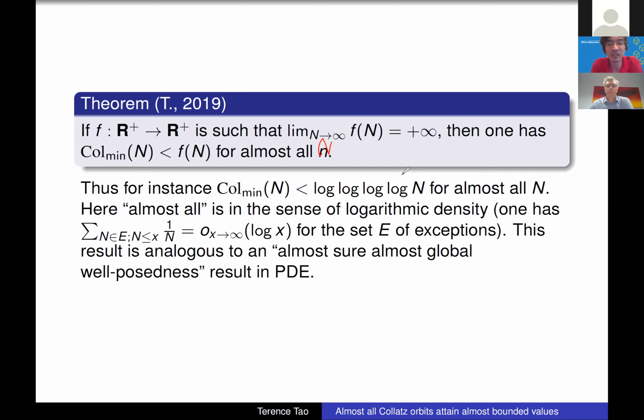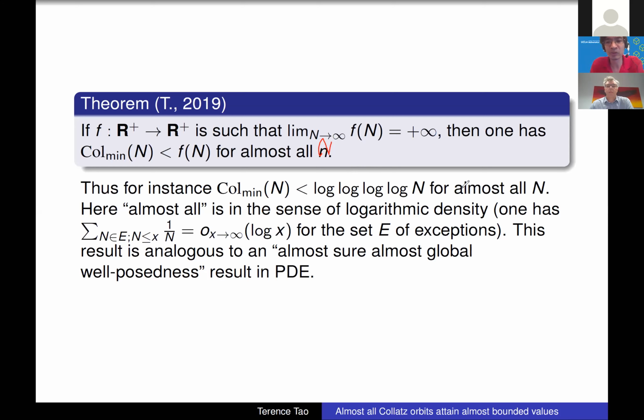One special case of my theorem is that for almost all numbers n, if you start with n, the orbit will eventually go below log n. So I can't quite reach 1. I can't even get within a bounded distance of 1, but I can almost do that. I can get within any specified tolerance of distance of 1, as long as the distance is allowed to grow very, very slowly.